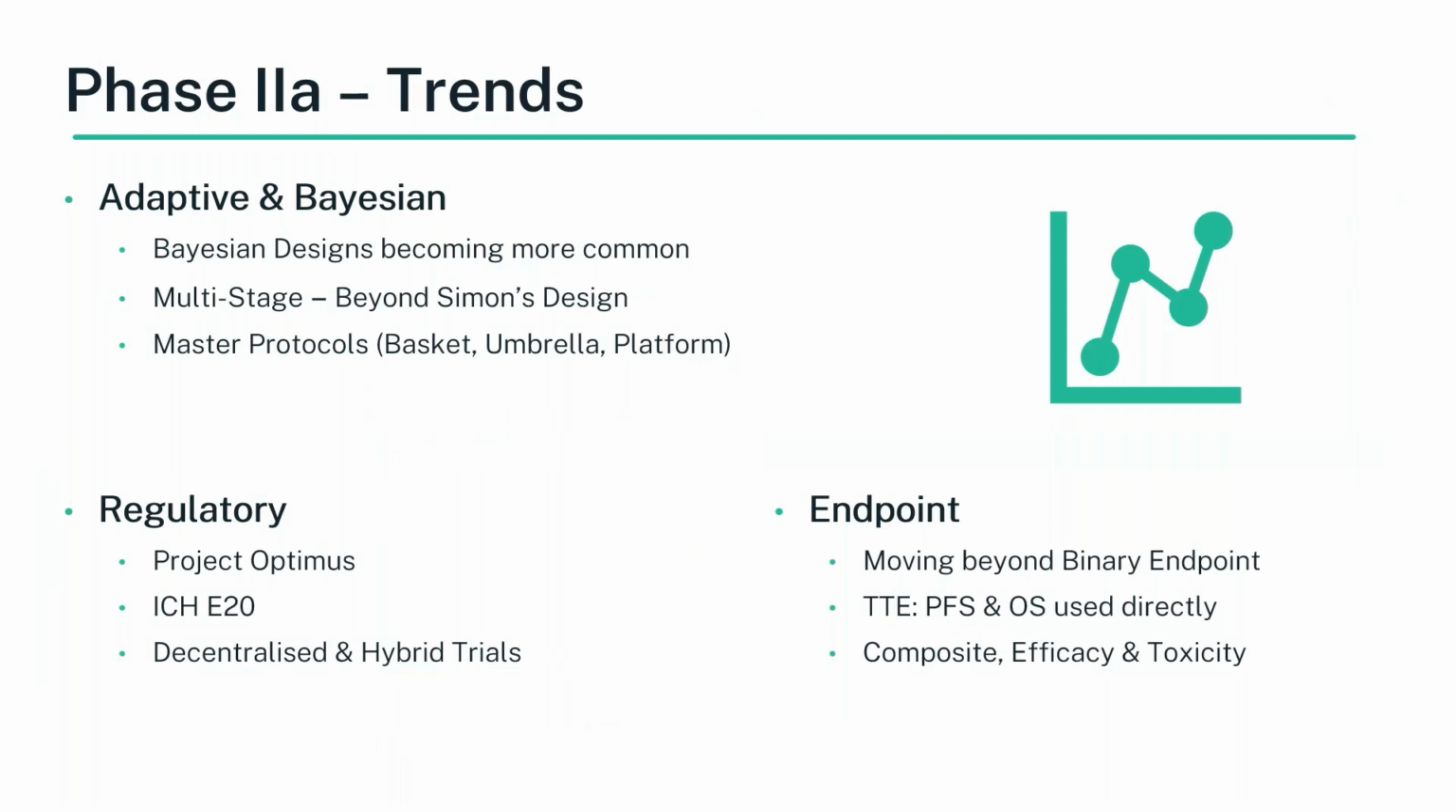Some examples of that would be using time to event designs, or endpoints, I should say. So you're essentially using progression free survival or overall survival directly, rather than using a dichotomized landmark rate. And this matters more for immunotherapies, since they produce long-tailed responses that might not necessarily fit a binary response framework.